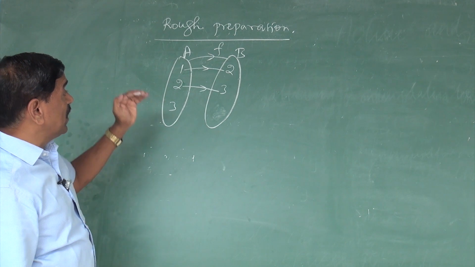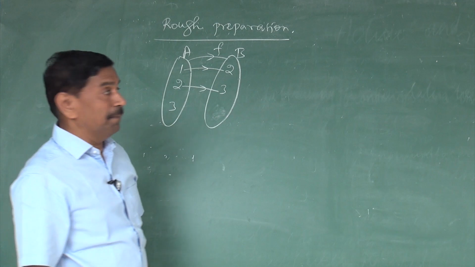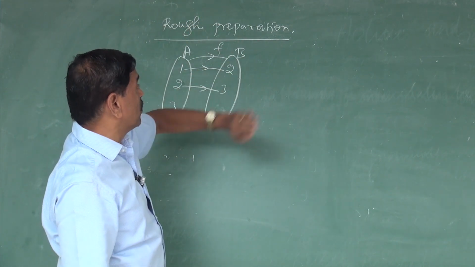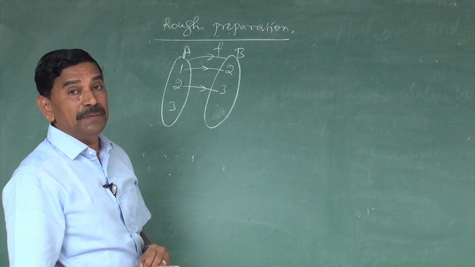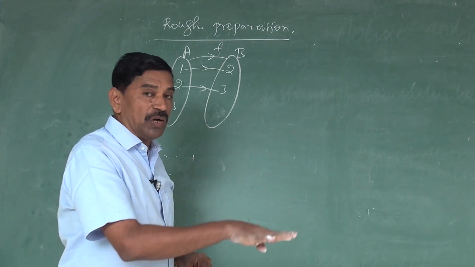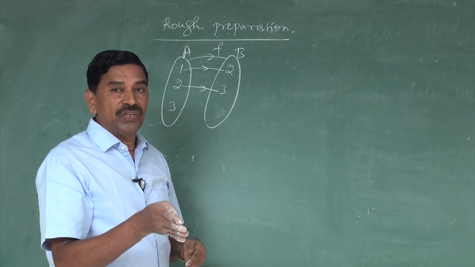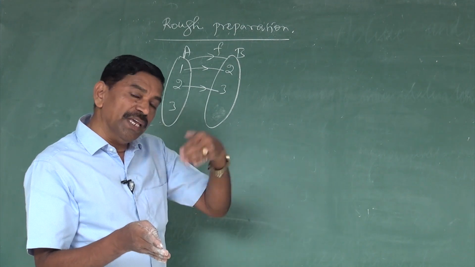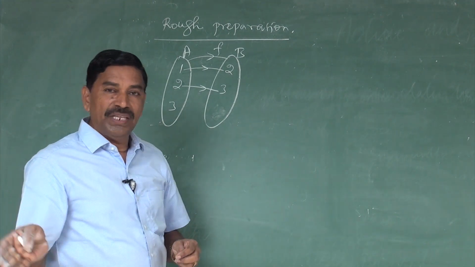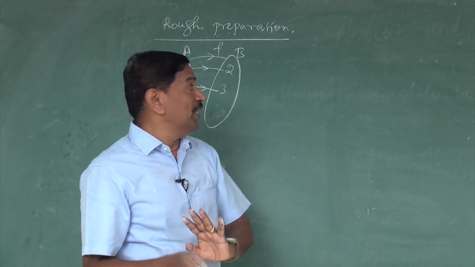Now we want to answer whether f is a function from A to B or not. That is our aim. We want to verify whether f is a function from A to B or not. What is the definition of a function? For each x belongs to X, there exists only one y belongs to Y, then only it is a function. Here only one means unique. For each x belongs to X, there exists a unique image in Y, then only it is a function.